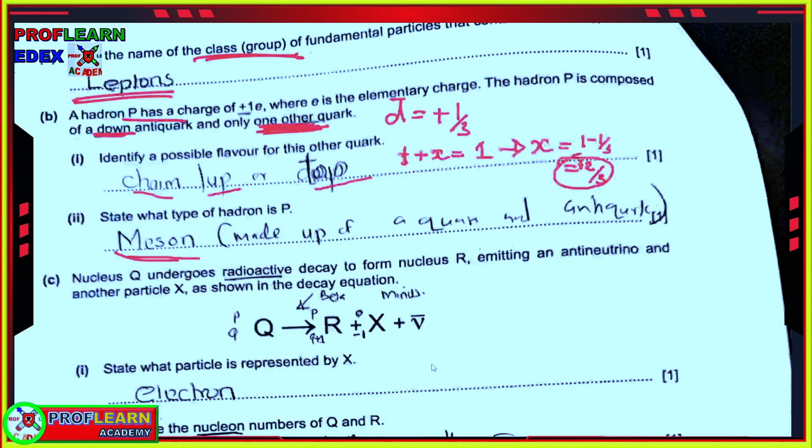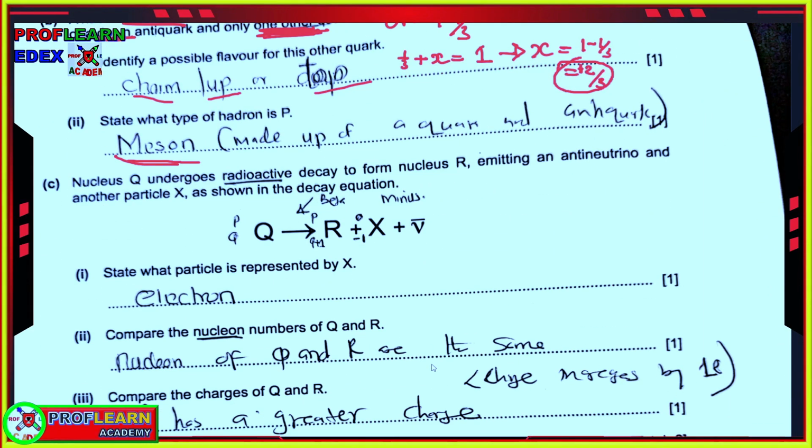So the next part here, you are told that Q undergoes radioactive decay to form R. So Q decays to form R, and an antineutrino is formed. An antineutrino is formed when we have beta minus decay. Then it means that this particle X that we have here is actually an electron which has this charge. That's why you can see I've indicated -1 here, and I've indicated 0 as the mass of an electron.